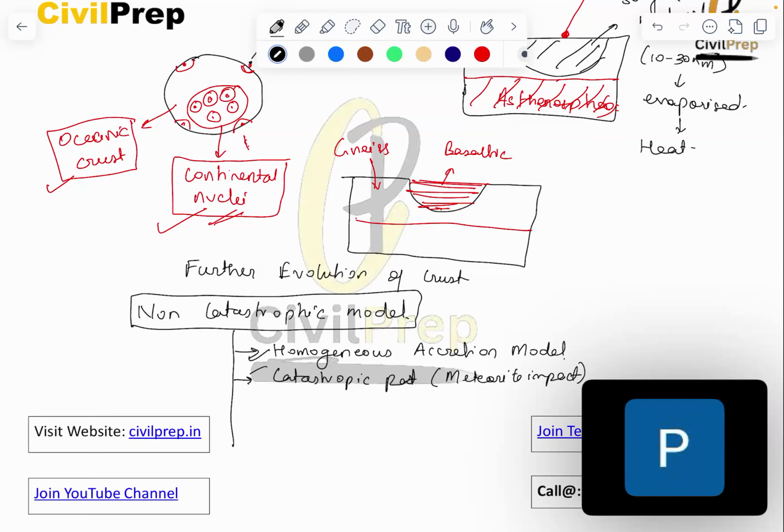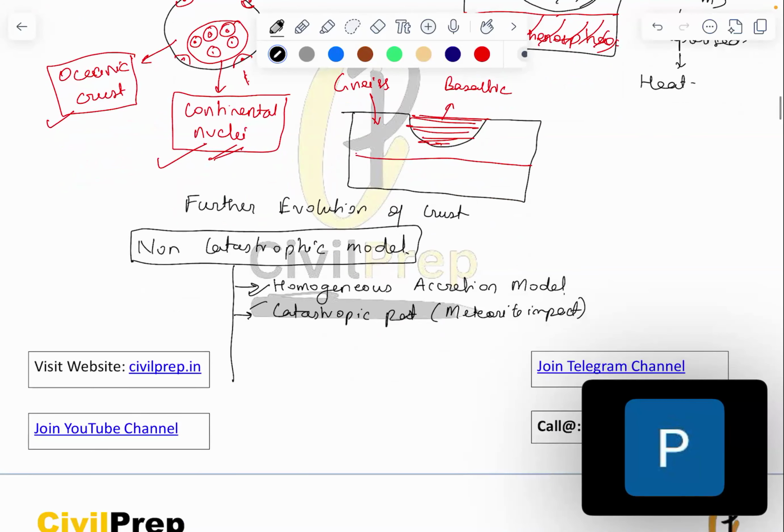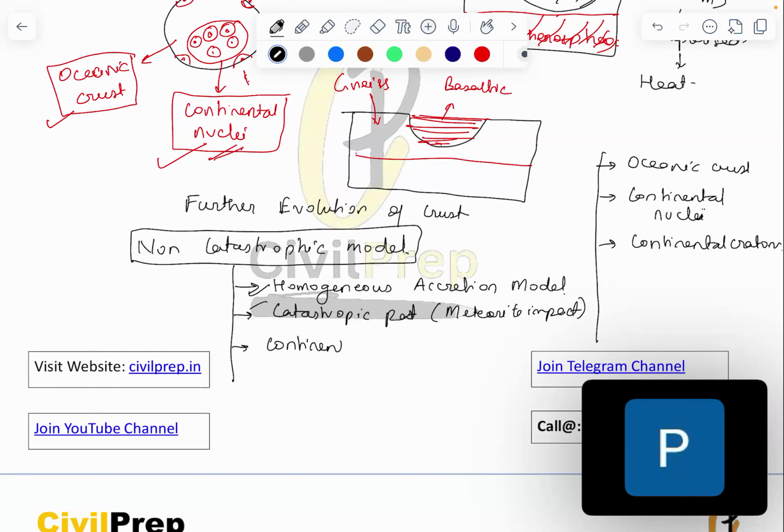After this, when this model was being taken up further, we see that first it was able to explain, I'm writing here, the formation of oceanic crust. Then number two, the formation of continental nuclei. After continental nuclei, there was formation of continental cratons.